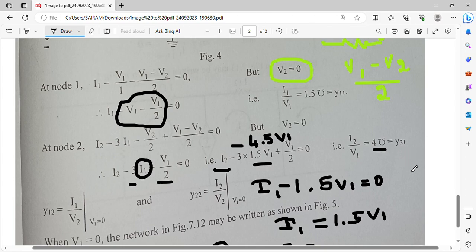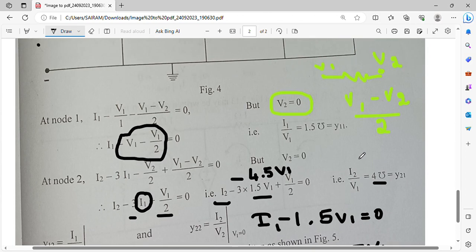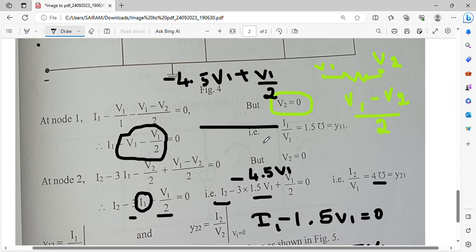It is admittance, right? So now here, how do you get this? You are going to do minus 4.5 V1 plus V1 by 2, right? If you do that, you're going to get 2 over here. So 2 into minus 4.5 will yield you minus 9, right? Minus 9 plus V1, minus 9 V1 plus V1 by 2, right?